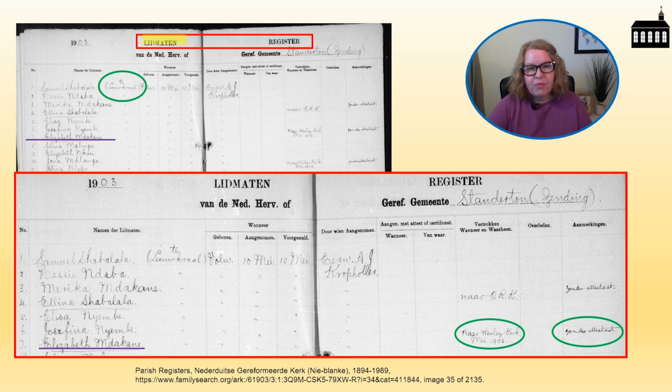Now these membership registers, they are online at FamilySearch, and these are really just a wonderful source for placing an ancestor in a certain place at a certain time. These make for good census substitutes because remember, we don't have census documents in South Africa. So these membership registers become really vital.